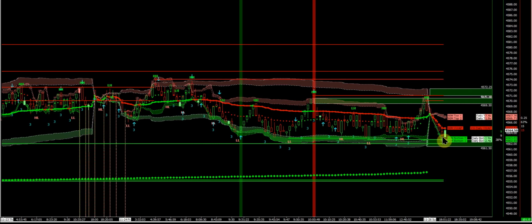So anyway, I hope this is helpful. I want to go back through last week's trading with this exact same chart. I think it's extremely useful, and we'll see you all later.